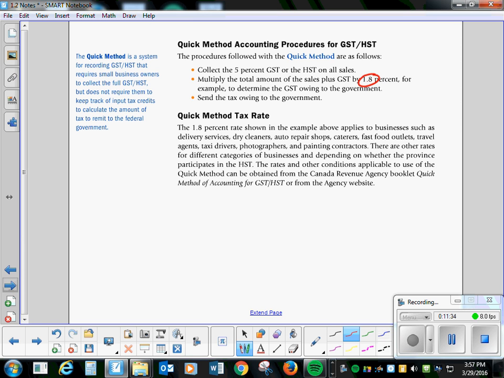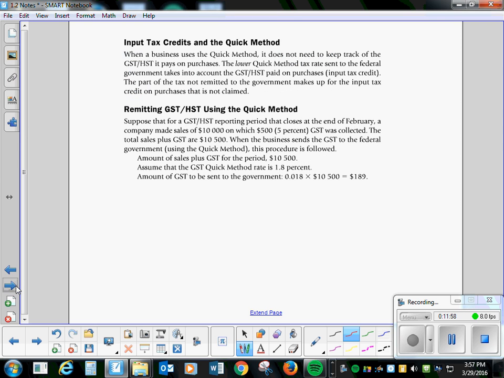The 1.8% rate shown in the example above applies to businesses such as delivery services, dry cleaners, auto repair shops, caterers, fast food outlets, travel agents, and so on. There are other rates for different categories of businesses and depending on whether the province participates in HST. The rates and other conditions applicable to use of the quick method can be obtained from the Canada Revenue Agency booklet. They would tell you what your percentage would be.